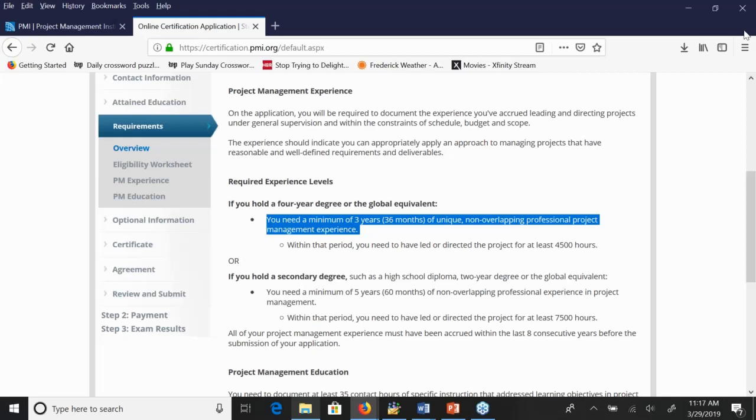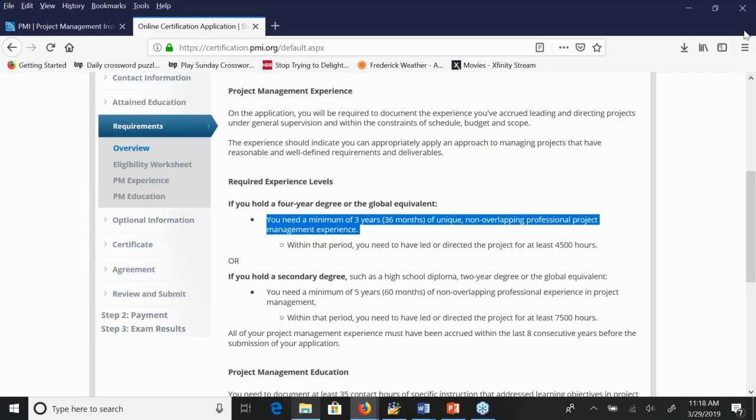Now, will you get credit for the 500 hours from Project A and the 1,000 hours from Project B? Yes. That'll be 1,500 hours. Oh, and you'll notice that sub-bullet there. It says within that period, you need to have directed the project for at least 4,500 hours. Well, in 2018, if you had those 2 projects, you'd have 1,500 hours knocked down. Oh, but you'd still only have 12 months done. You can't get more than 12 months out of a year. Got it. So, the hours, you can stack projects to your heart's delight.